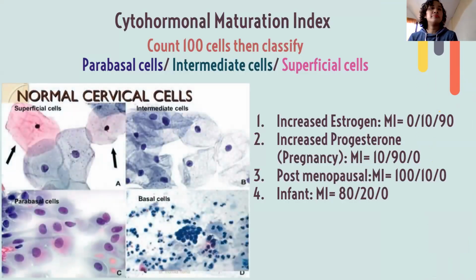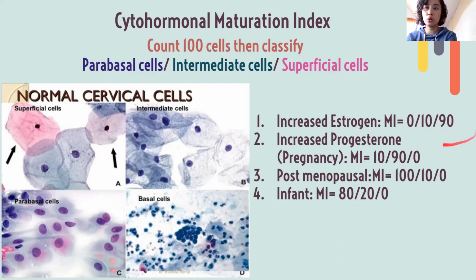So, guys, once we have stained your cells, class, we could now perform cytohormonal maturation index. So what you do is you count 100 cells, then classify them to parabasal, intermediate, and superficial cells. So dapat ang total lahat niya is 100. So bigyan natin ng example. In cases wherein there is increased estrogen, the maturation index should be around 0 parabasal, around 10 intermediate cells, and 90 superficial cells.